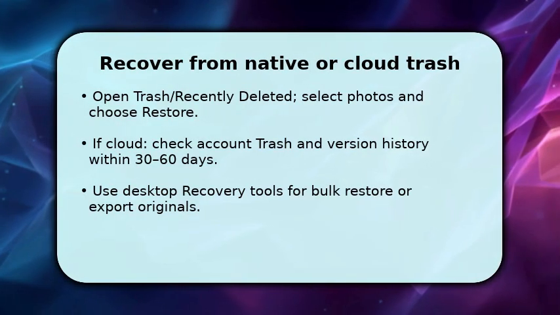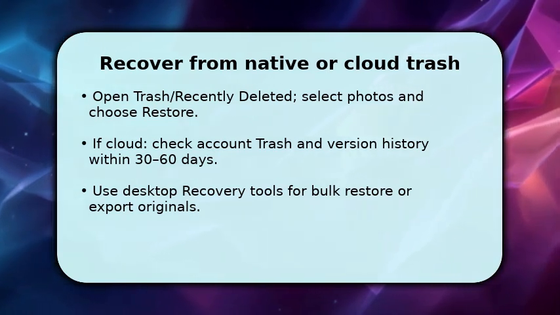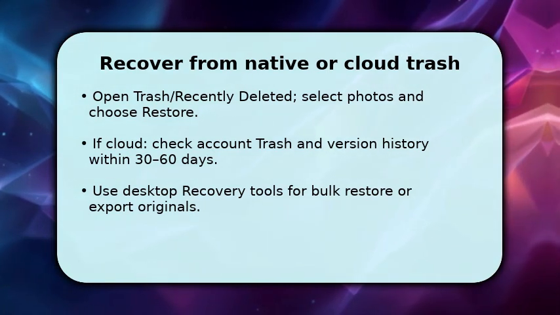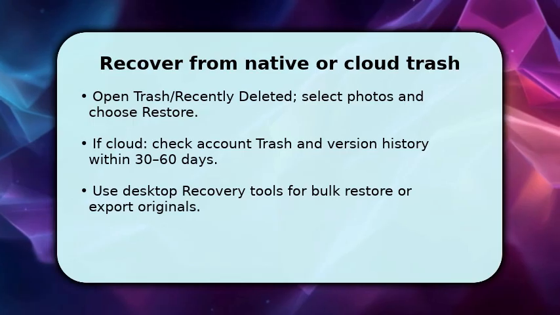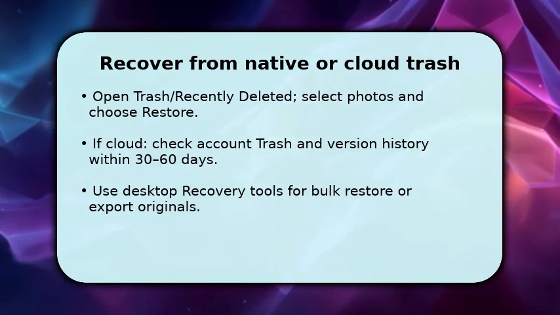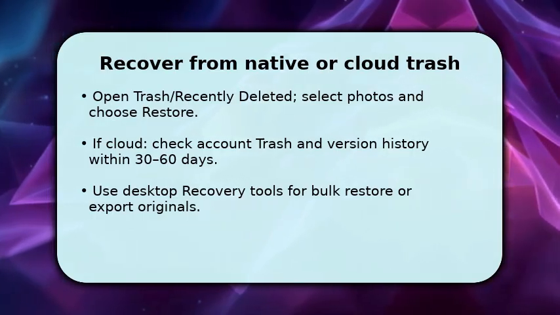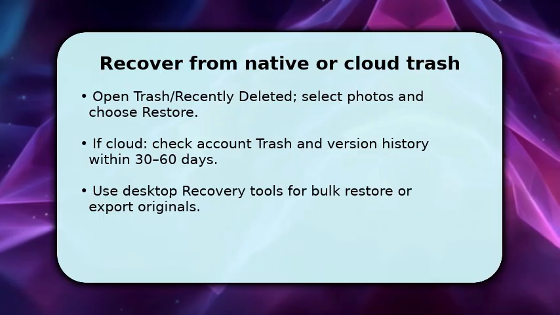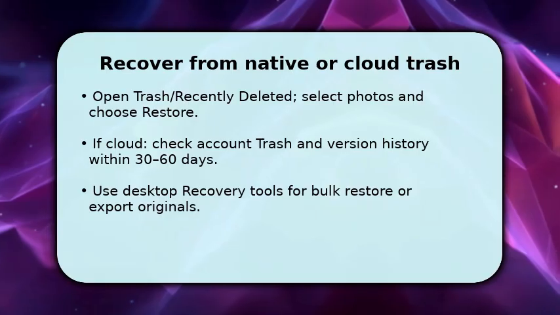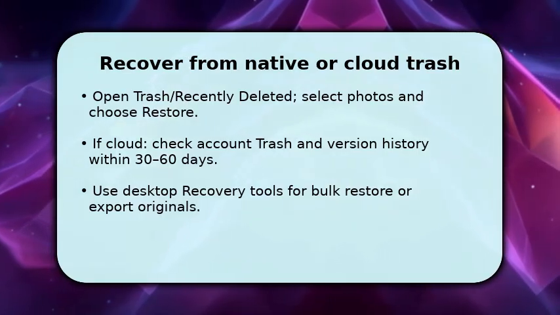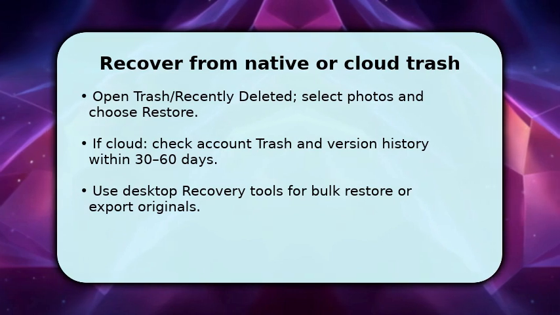Now perform the actual recovery. On device or web, open recently deleted or trash, select the photos, and tap Restore. This undoes the automatic delete when available. If files were removed from cloud storage, inspect that account's trash or version history. Many services keep items for 30 to 60 days. Once found, restore to originals and download copies to local storage. Use desktop recovery tools to handle bulk restores or export originals for redundancy. This step gets your images back where you control them.